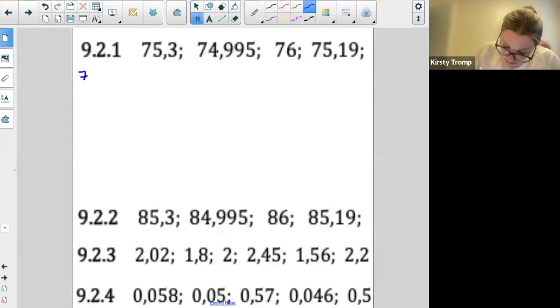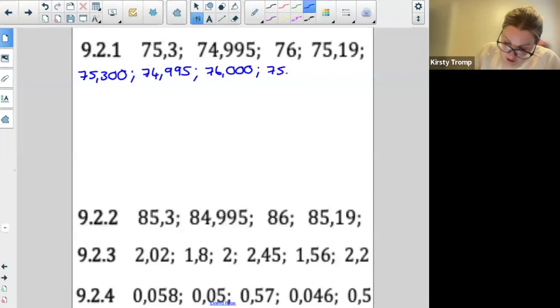So I'm going to have 75,300 to help me out, 74,995, that one's easy, 76,000, and then 75,190. So we're going in descending order, biggest to smallest in all of those numbers, okay? Which is the biggest if we're going descending, highest to lowest? Good, 76.